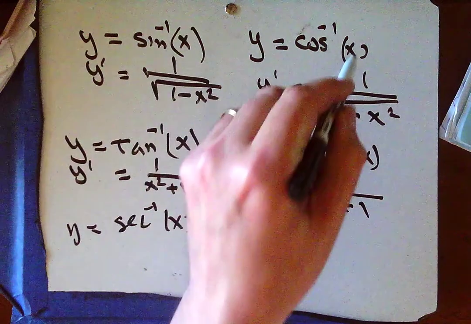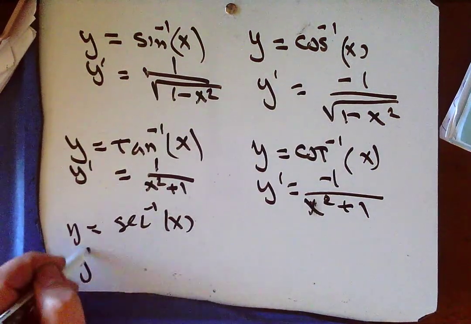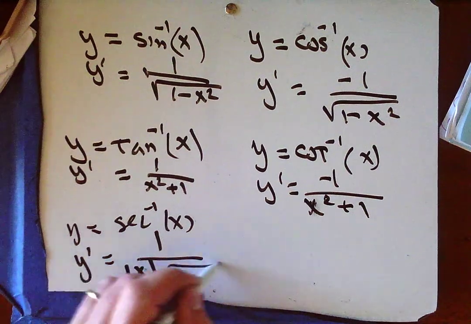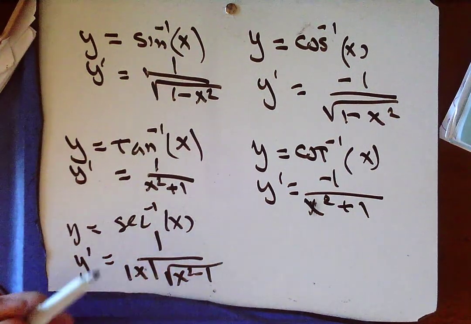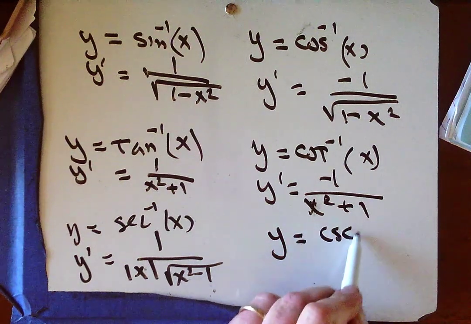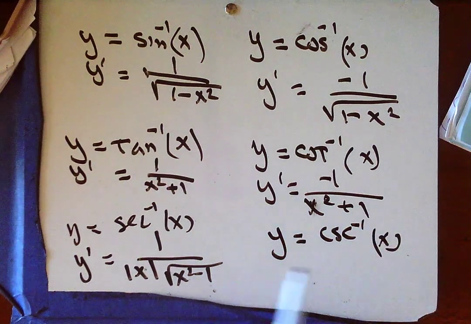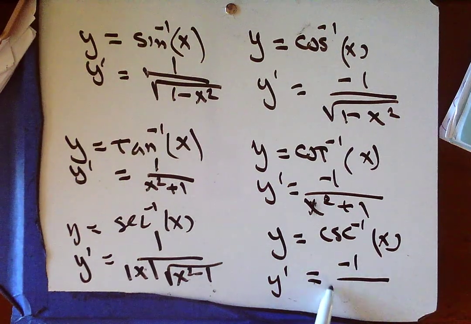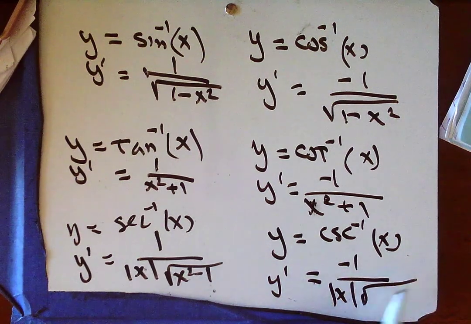Then we've got y equals secant inverse of x. I feel much better with these being in parentheses. Then y prime equals 1 over absolute x square root x squared minus 1. And so y equals cosecant inverse x. Y prime in that case is negative 1 over absolute x square root x squared minus 1.